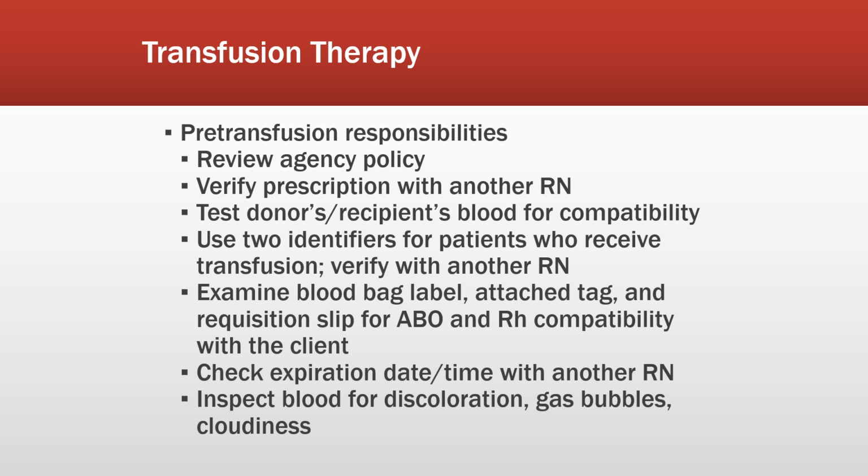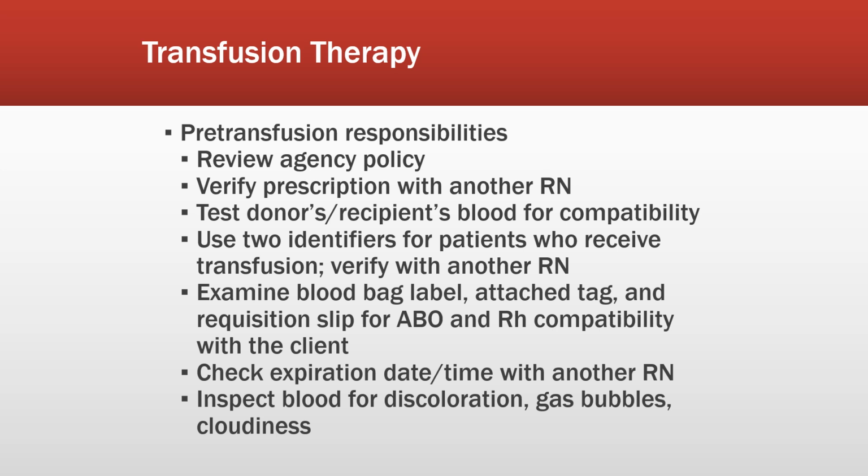Once you bring the blood back up to the unit, you're going to start the blood. You have to verify with another RN using the two identifiers. You're going to look at the bag. There are labels and tags that you're going to leave on the bag. Okay, so you want to check the blood for expiration date and time with another RN. Everything that you're going to be checking before you start the transfusion is going to be with another RN. And you're going to inspect the blood for discoloration, gas bubbles, cloudiness.